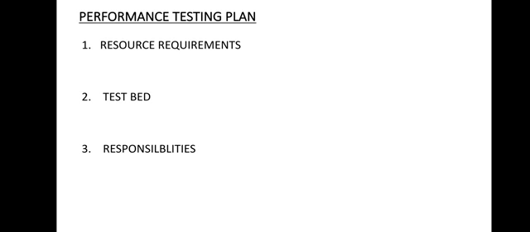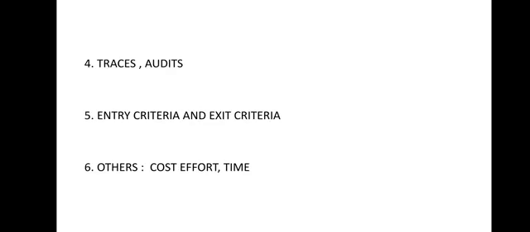So you can see here some important points. The first point is resource requirements. That means we have to collect the details of the resource requirements. Next is test beds. Next one is responsibilities. Next one is traces. Next one is again entry and exit criteria, that I have told you in the last lecture is a very important thing. And next are some other things like cost and time. So let us talk about them.